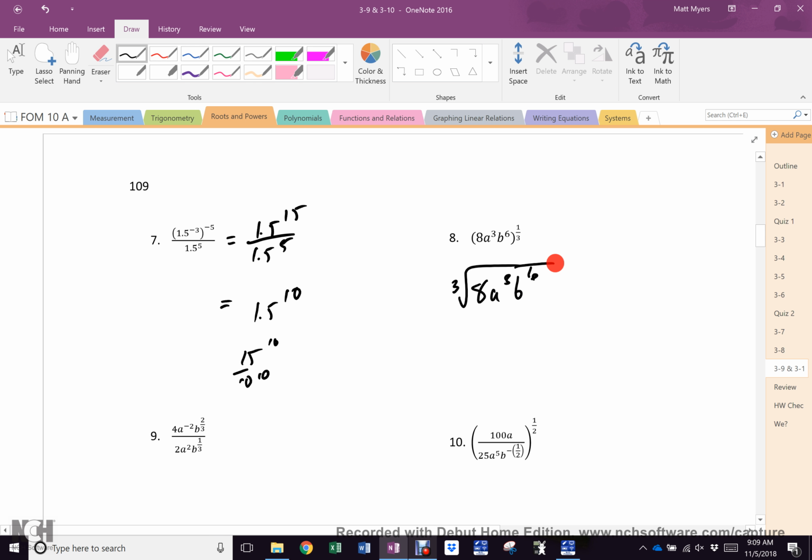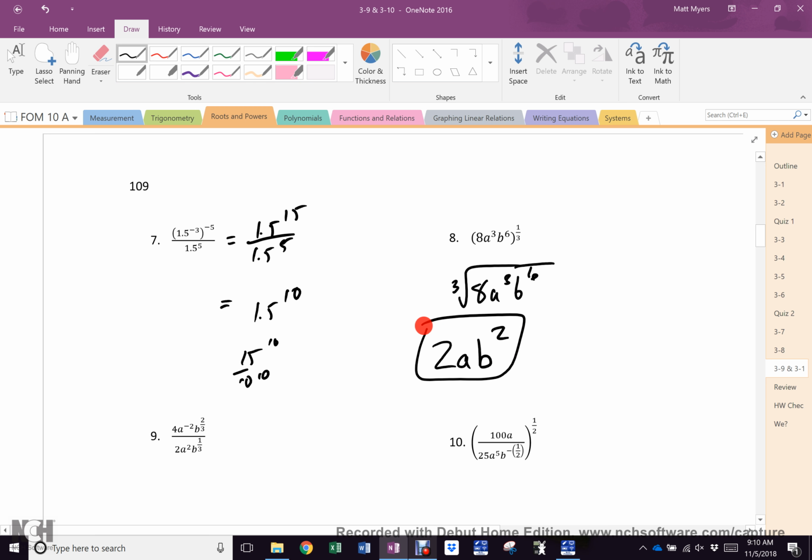That's bodaciously awesome. Everybody should be able to do that, yeah? If there was no letters, what would the cube root of 8 be? 2. If there was no 8 and no b, what's the cube root of a cubed? A. What's the cube root of b to the 6th? B squared. Done. That's doing it that way.